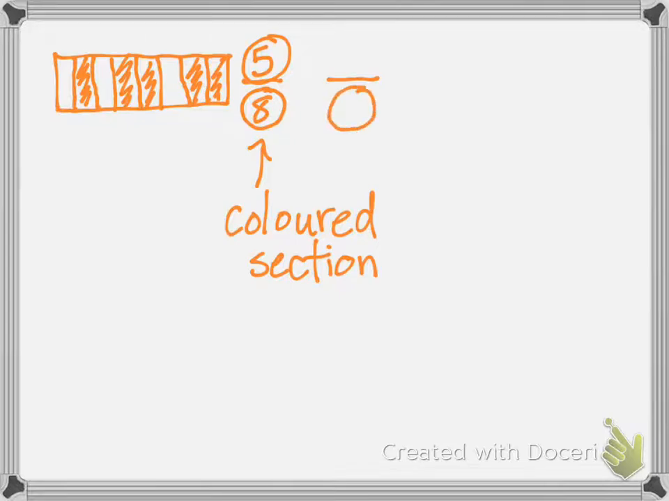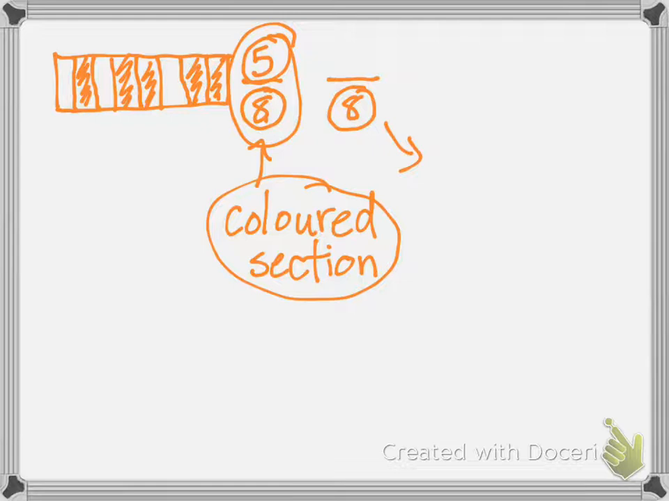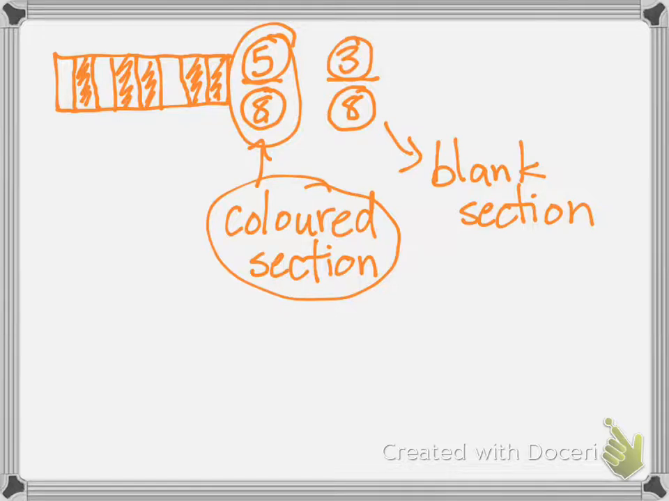Now the number on the bottom is the same. There are still 8 equal sections. So if we wrote this fraction and said 5/8 represents the colored section, how about if we write a fraction that describes the blank or the white section? Okay, so count how many of those are not colored and write it up here where the numerator goes. And yes, you should have had 3.